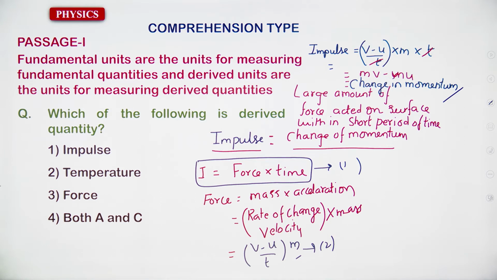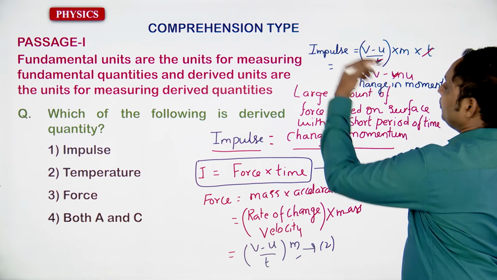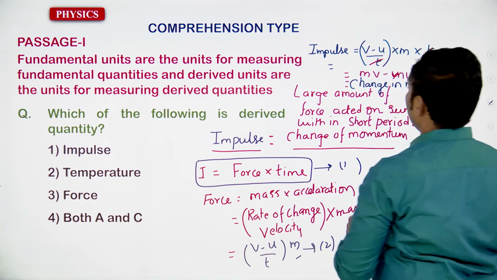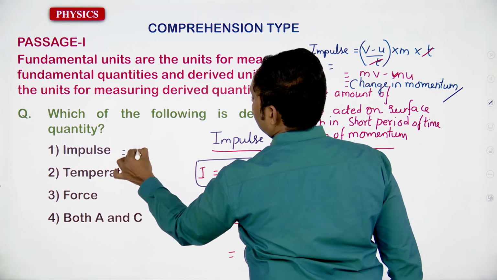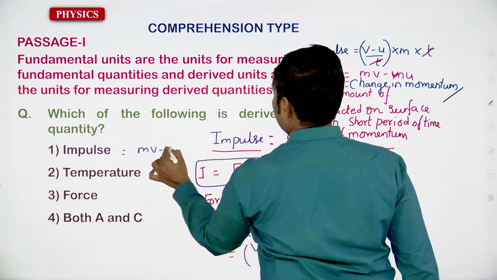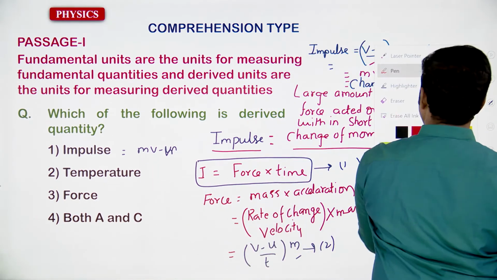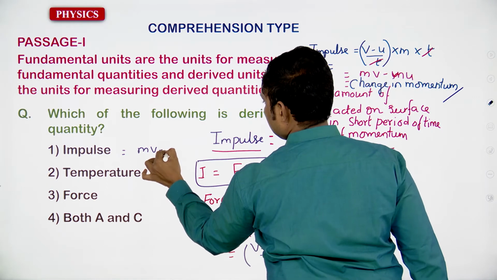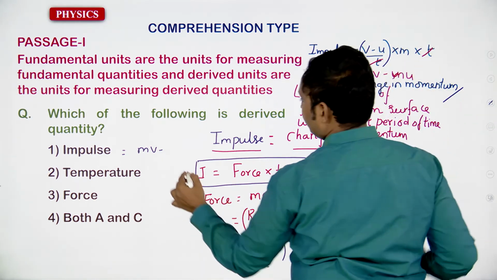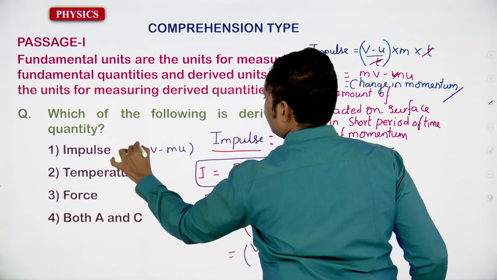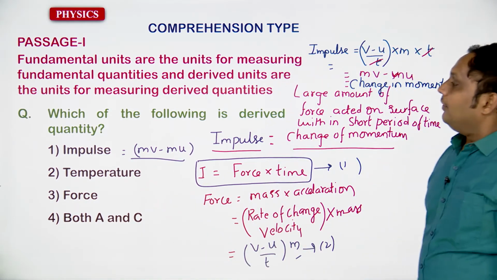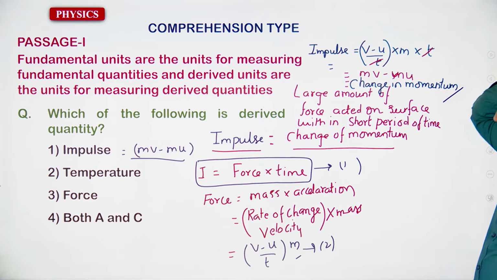If you know that force is equal to mass into acceleration, and acceleration is the rate of change of velocity, just take that. Now you will find expressions 1 and 2, and you have to do the substitution. So finally impulse is going to be mv minus mu. Just write it down here. It's very clear. So what can you say about impulse?